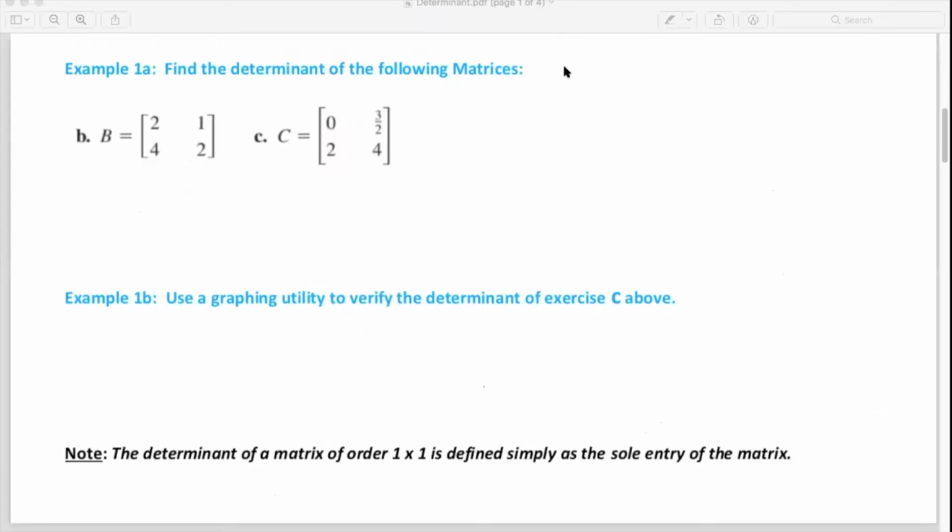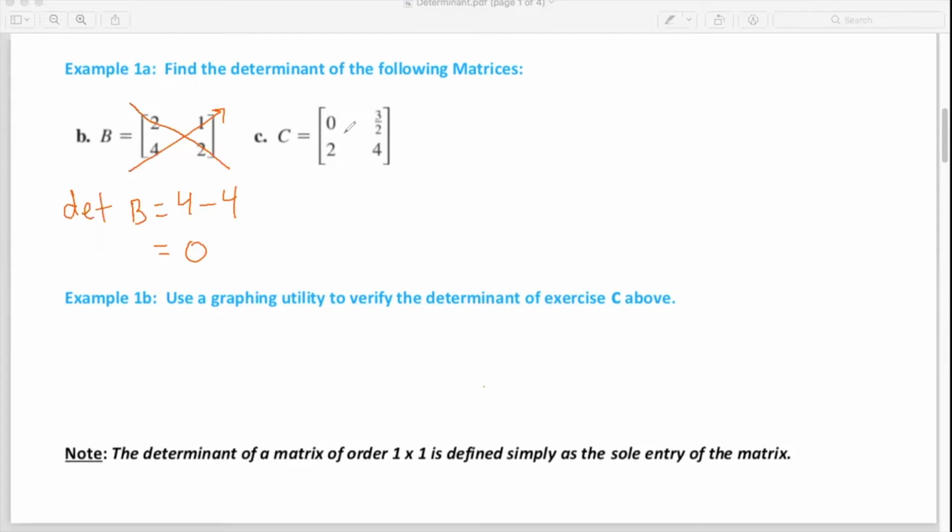If you'd like to hit pause and give it a try on your own based on the above, that's totally fine. I'm going to work through here. The determinant of matrix B is, again, I'm just going to think about it as the product of the downward diagonal sloping entries. 2 times 2 is 4, minus the product of the upward sloping entries. 4 times 1 is 4. So the determinant of this matrix is actually 0.